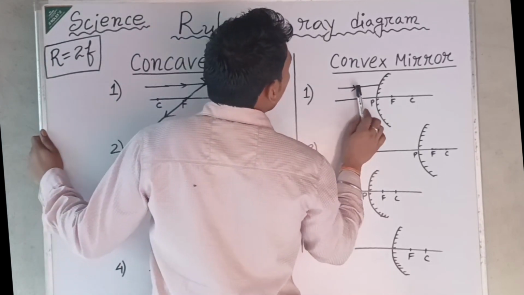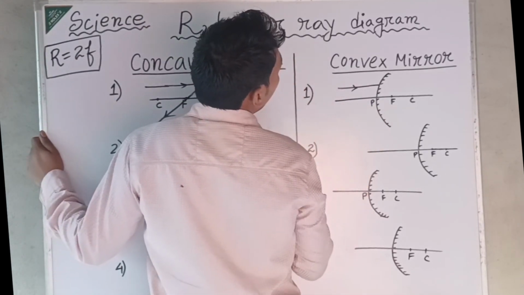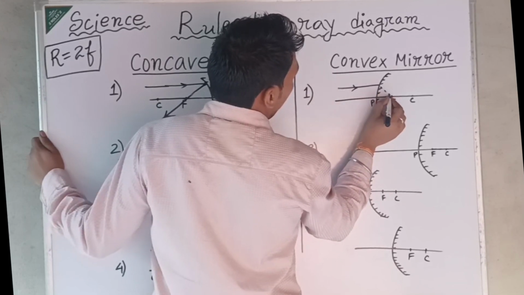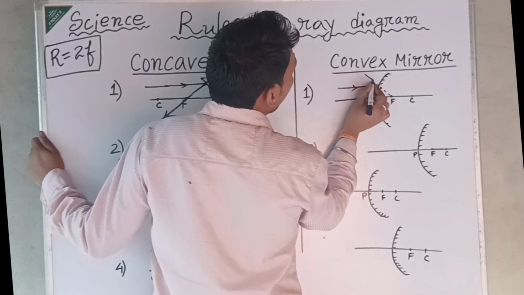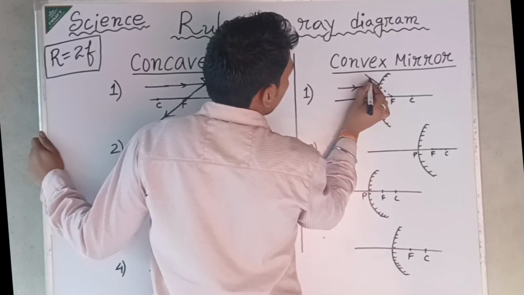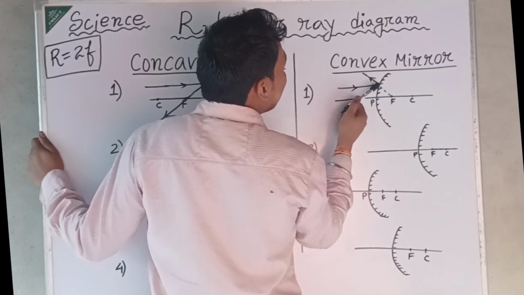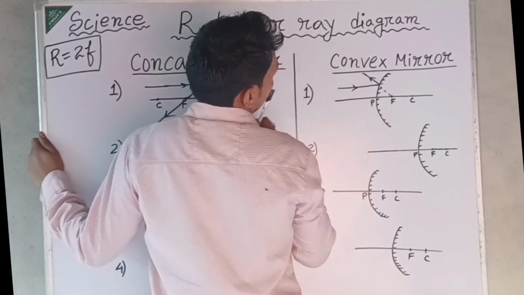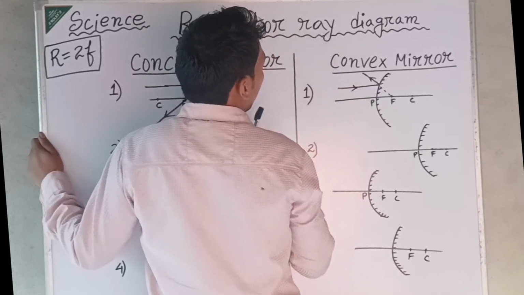So when a ray comes parallel to the principal axis, it appears to diverge from the focus. It seems that the ray is reflecting from the focus. This ray gets reflected from this point, but it seems that this ray is appearing from the focus. This is rule number 1 for the convex mirror.